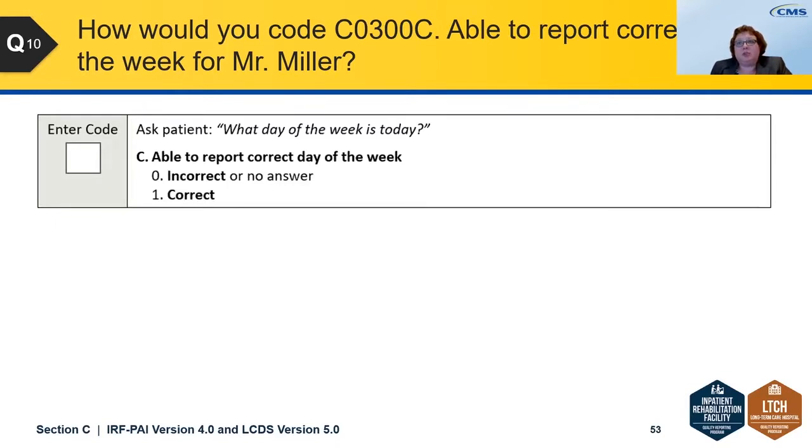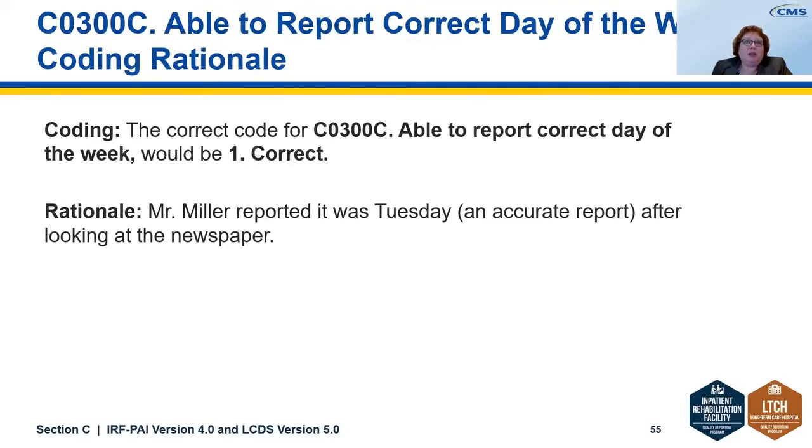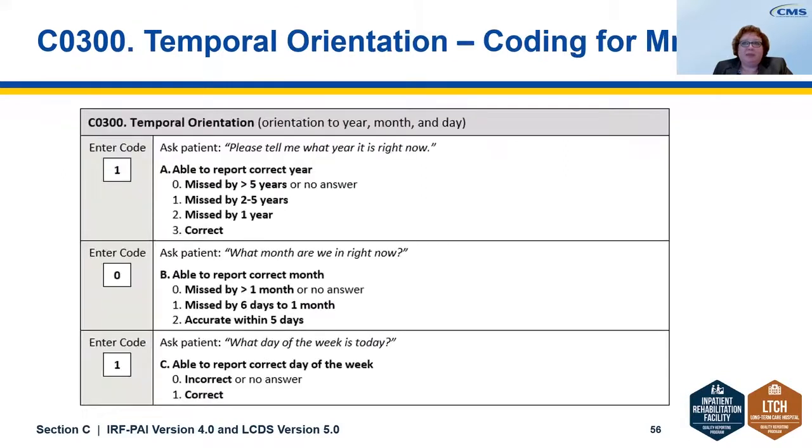And most of you thought it was correct. And I know this one was tricky, right? Because he looked at the newspaper. So the actual correct answer is 1, correct. Mr. Miller reported it was Tuesday, an accurate report after looking at the newspaper. So yeah, even though he used that newspaper, that was still an accurate report. So that was okay. So this is how you would actually code C0300 temporal orientation for Mr. Miller. And how did you do? It looks like from the polling, I'd say most everyone had a solid understanding of this item.